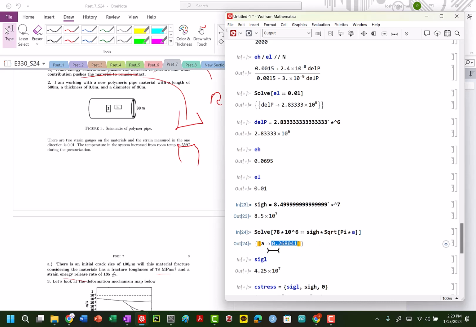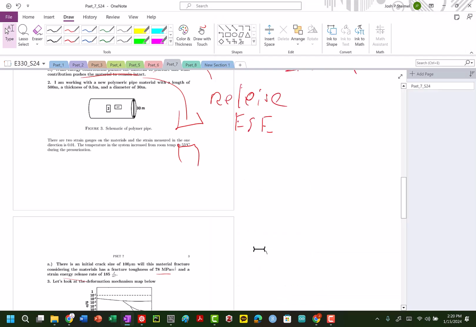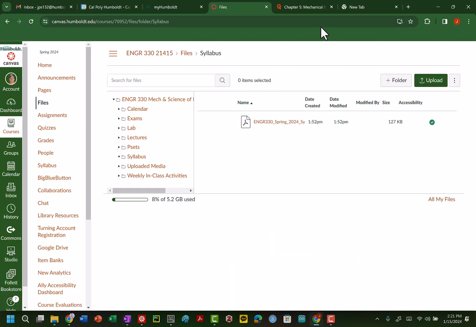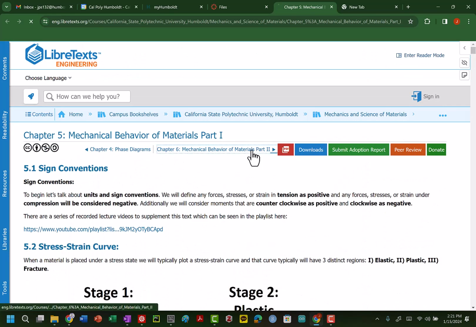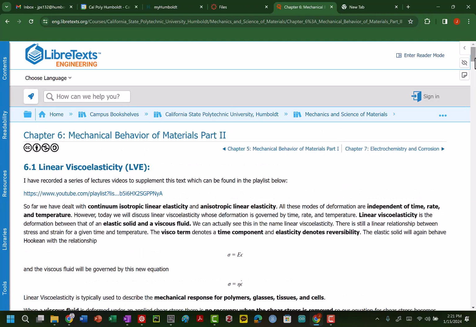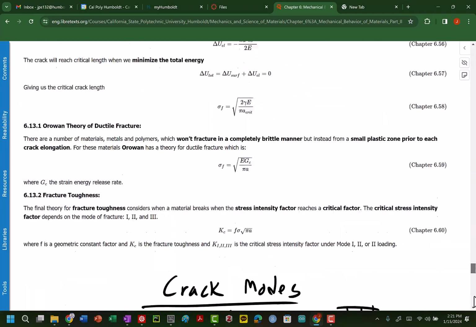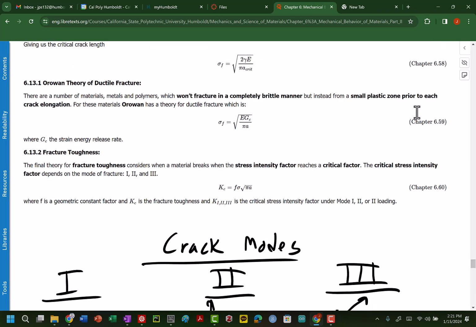It's fine. Now, on the other hand, let's look at if we were to solve this with the Griffith criteria, which is basically our stress at fracture equals square root of G sub C, our strain energy release rate, over pi a. I believe that's the case. We could just quickly look at chapter 6. Just want to make sure. My memory's pretty good, but it's always nice to double check. Yep, I still got it.